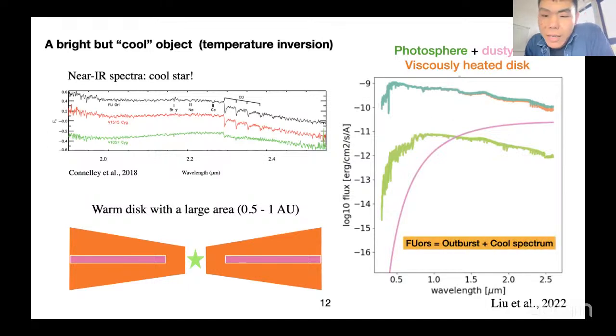So here is the definition of a FUor-type object on young stars. We find a young star, we see an outburst, and then we see a cool spectrum from the disk.